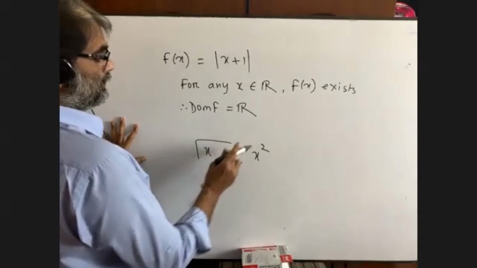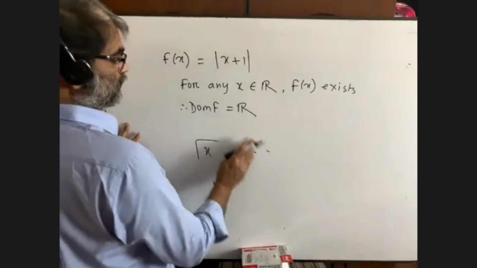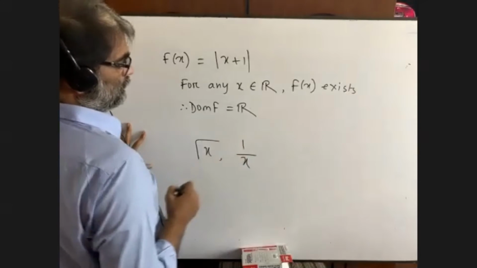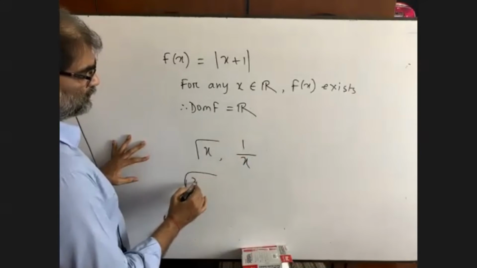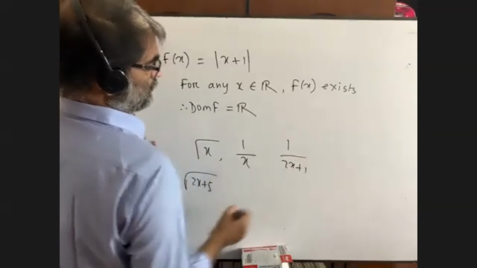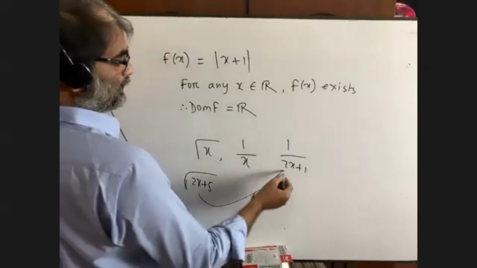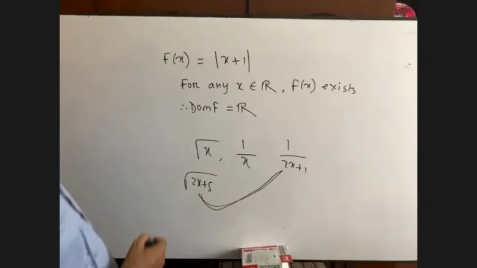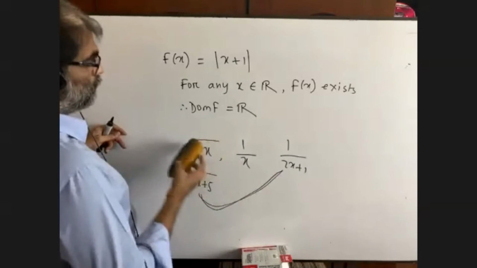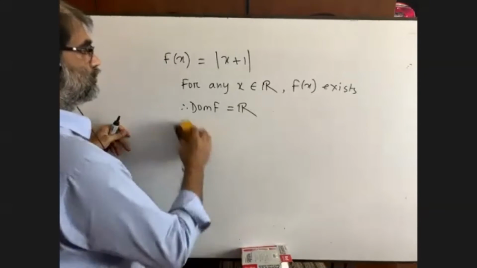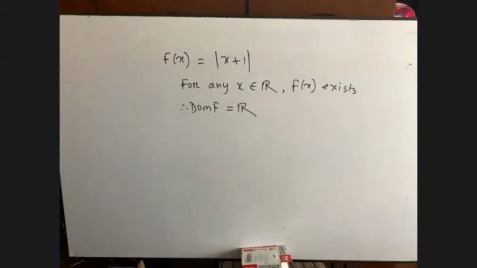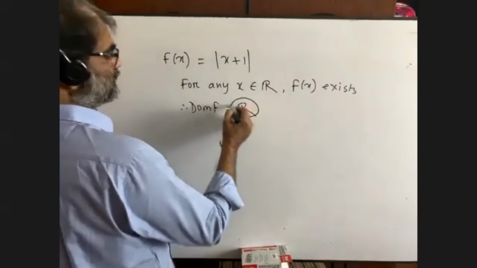Remember, for a square root and for a fraction, this type of function, here root x means what? Root over 2x + 5. Here 1/x means what? 1/(2x + 1), for example. So for this type of math, to determine the domain we have some conditions. But as there is no square root and no fraction here, we don't have any confusion to determine the domain. Their domain is always R.